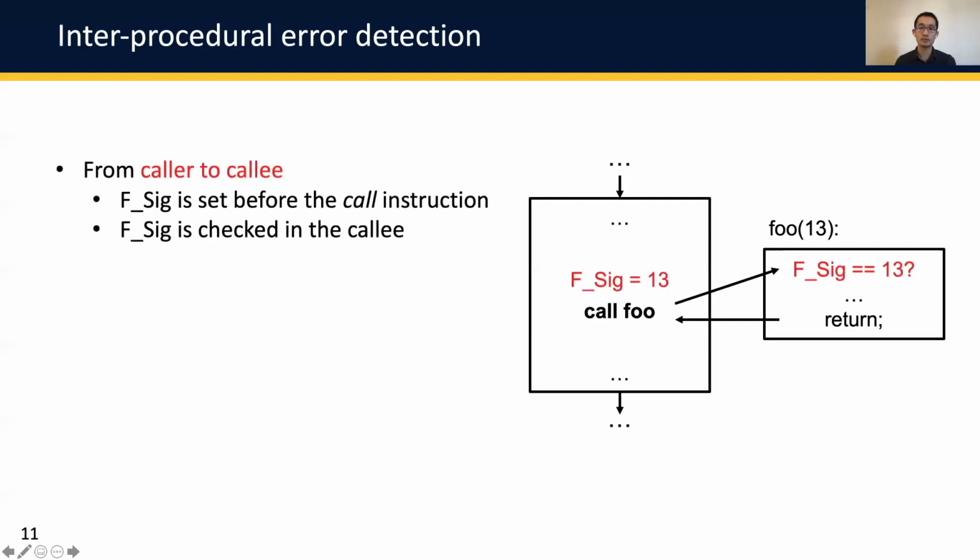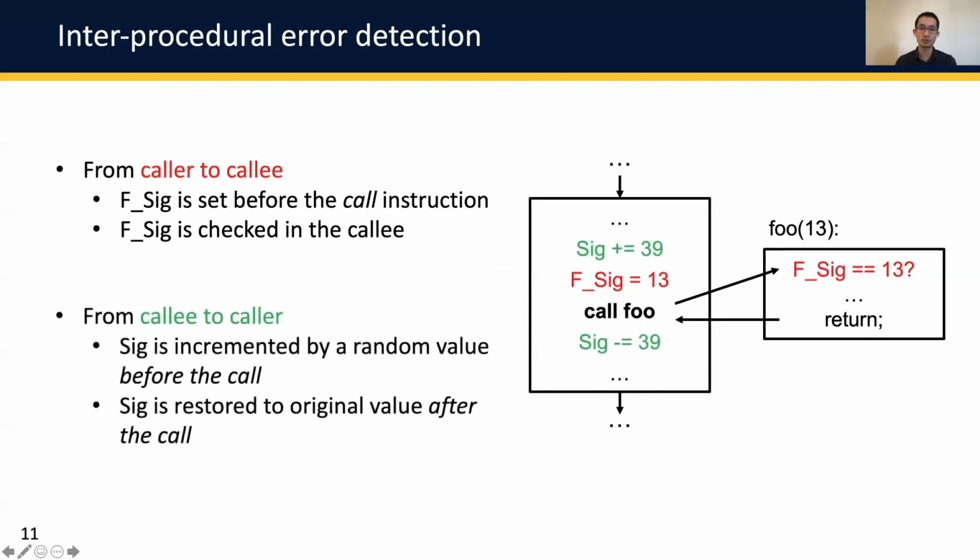To protect transfers from the caller to the callee, PASS assigns a unique ID to every function in the program and updates a separate function signature with the ID of the target function just before the call instruction. Once arriving at a new function, the function signature is first checked to make sure the control flow enters the correct target.